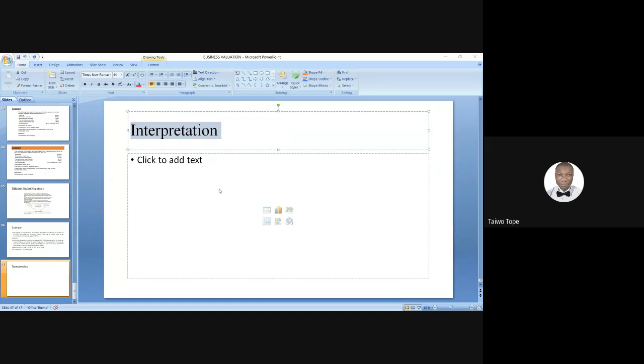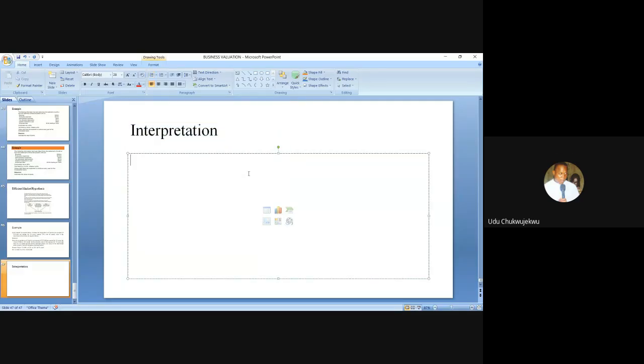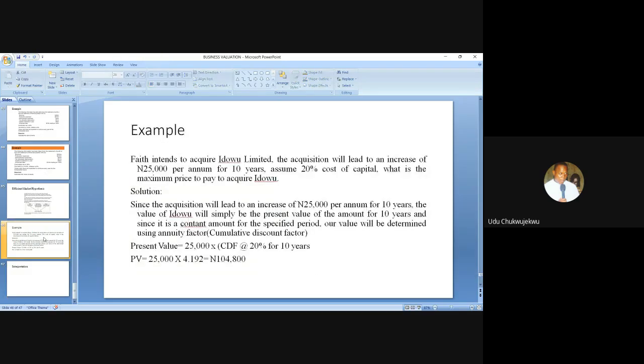Not even in the interpretation I'm talking of. I'm still struggling to know how you did this because I thought we're supposed to have initial cost. The question says Faith intends to acquire Idowu Limited. The acquisition will lead to an increase. What was the initial cost of acquisition before making that increase of 25% per annum? The question didn't give us.